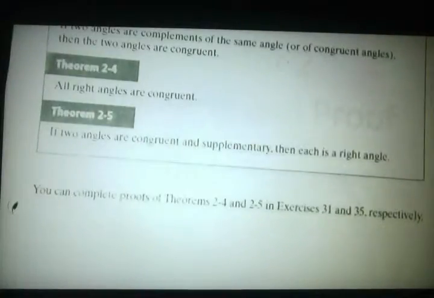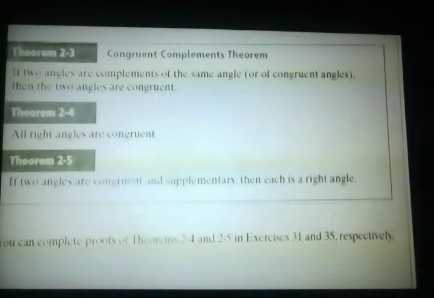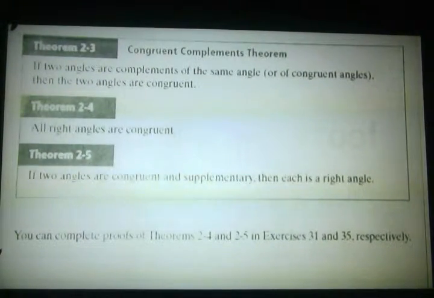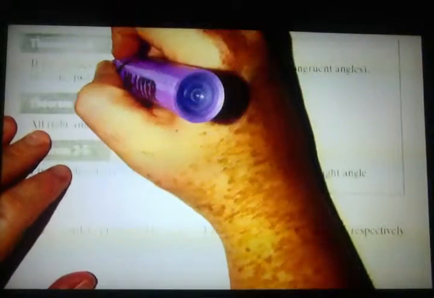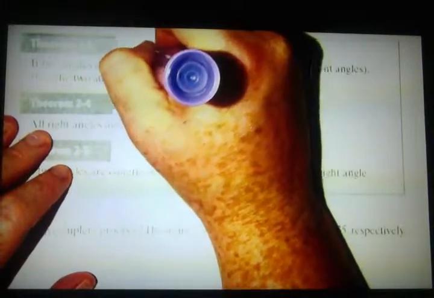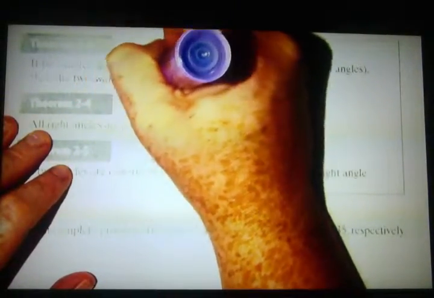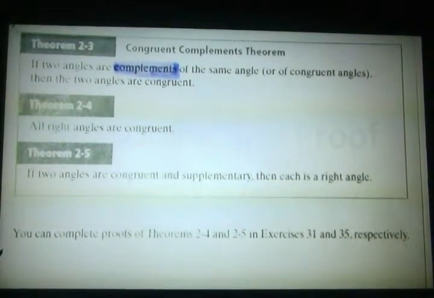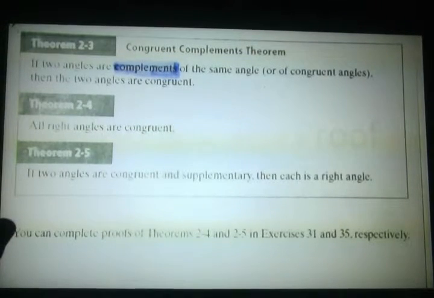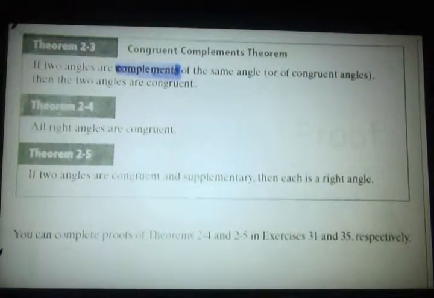So, same exact thing that we were talking about with supplementary angles goes for complementary angles. So if two angles are complementary to each other, and then you have another angle that's complementary to the same shared angle, those other two angles are complementary. Okay, so same idea with complementary. That's what theorem 2.3 says.